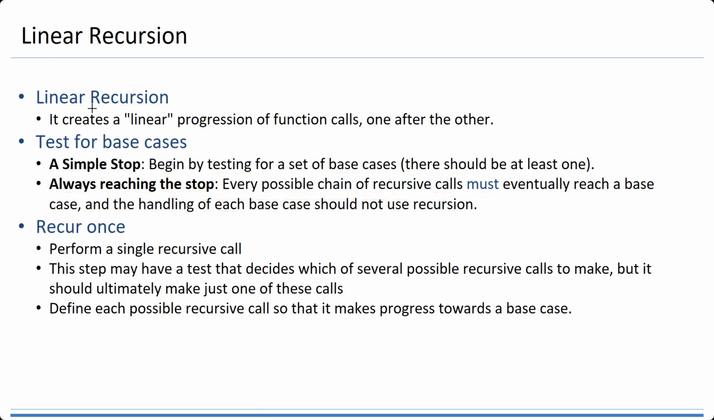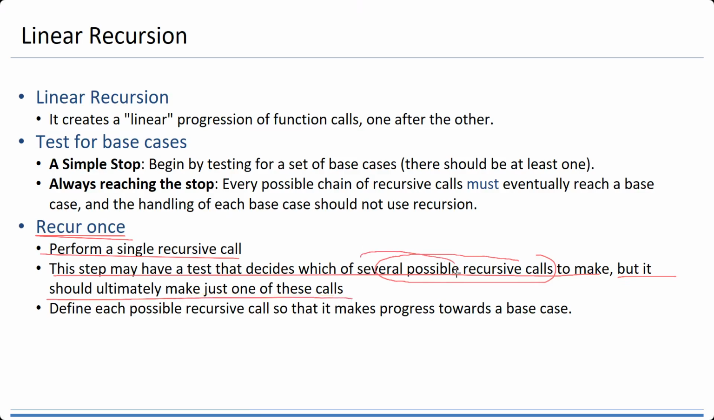And using the linear recursion, we have at least one. So this is the condition of linear recursion. Recur once: it performs a single recursive call. This step may have a test that decides which of several possible recursive calls to make. So there can be several possible recursive calls, but it should ultimately make just one of these calls.